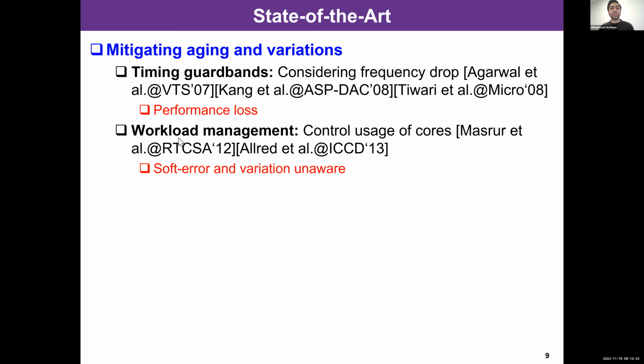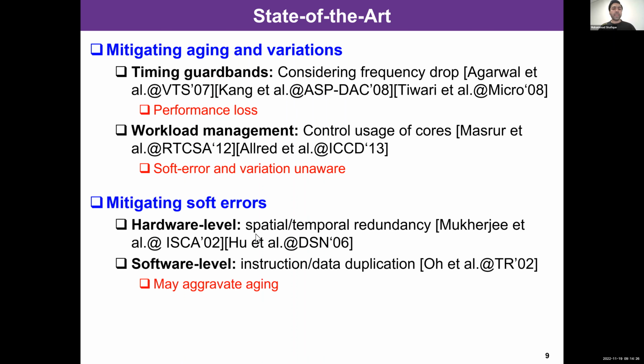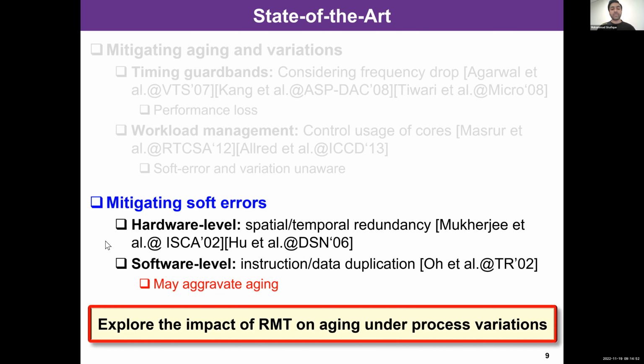Of course, the controlled use of these cores will also lead to some kind of optimization, but these kinds of techniques are software or variation unaware, and it might happen that you are optimizing for aging, but you aggravate the system for soft errors. Now, mitigating soft errors also has been done for more than three to four decades. And we have seen very traditional solutions, from redundancy-based to system-level redundancy as well as instruction-level redundancy techniques. But many of these techniques can either aggravate aging or aggravate thermal profiles.